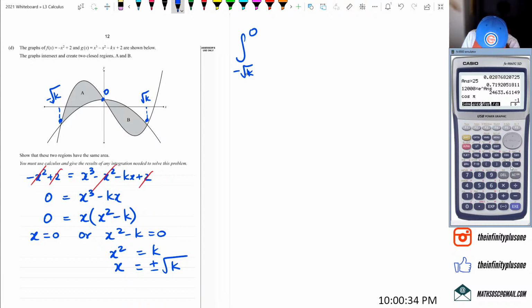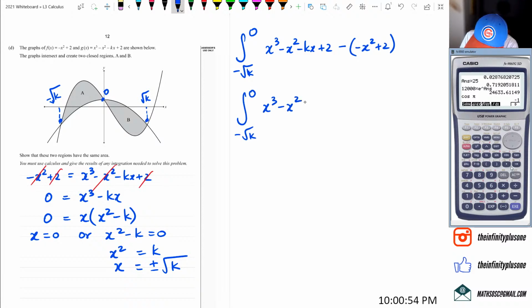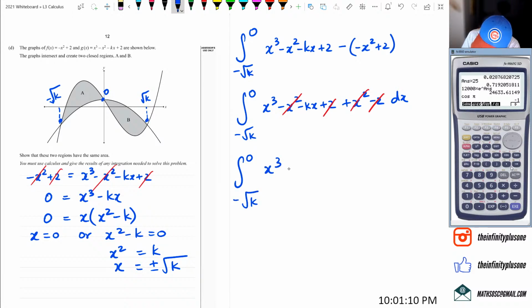In this case, for A, the cubic is on top. So we've got x cubed minus x squared minus kx plus 2, take away the quadratic, which is negative x squared plus 2. I'm going to work that out first, between 0 and negative square root of k. We've got x cubed minus x squared minus kx plus 2 plus x squared minus 2 dx. See what we can get rid of: the x squared and the 2's, and what we're left with is just x cubed minus kx.